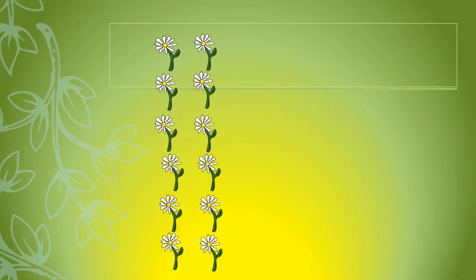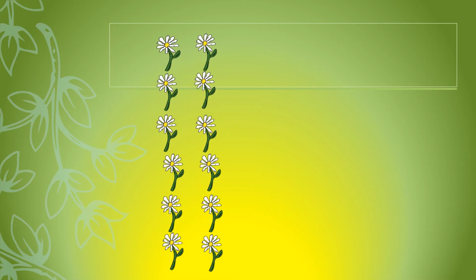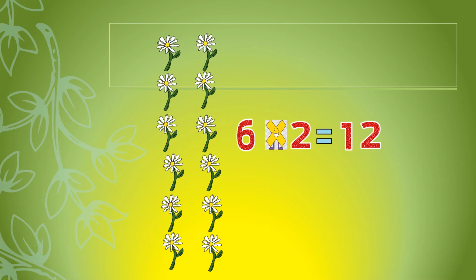Now children, here comes another arrangement. How many rows we have? One row with 2 flowers, second row with 2 flowers, third row with 2 flowers, fourth row again with 2 flowers, fifth row with 2 flowers and then sixth row with 2 flowers. And it means we have in all 6 multiplied by 2 equals to 12 flowers. So children, have you seen how many arrangements we can do? And this is all because with the help of factors.